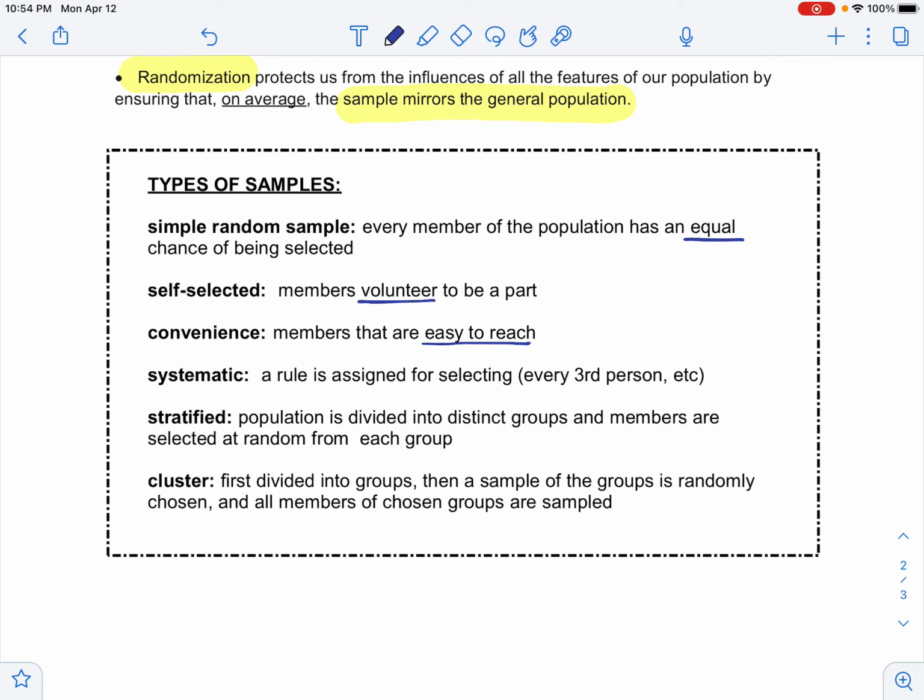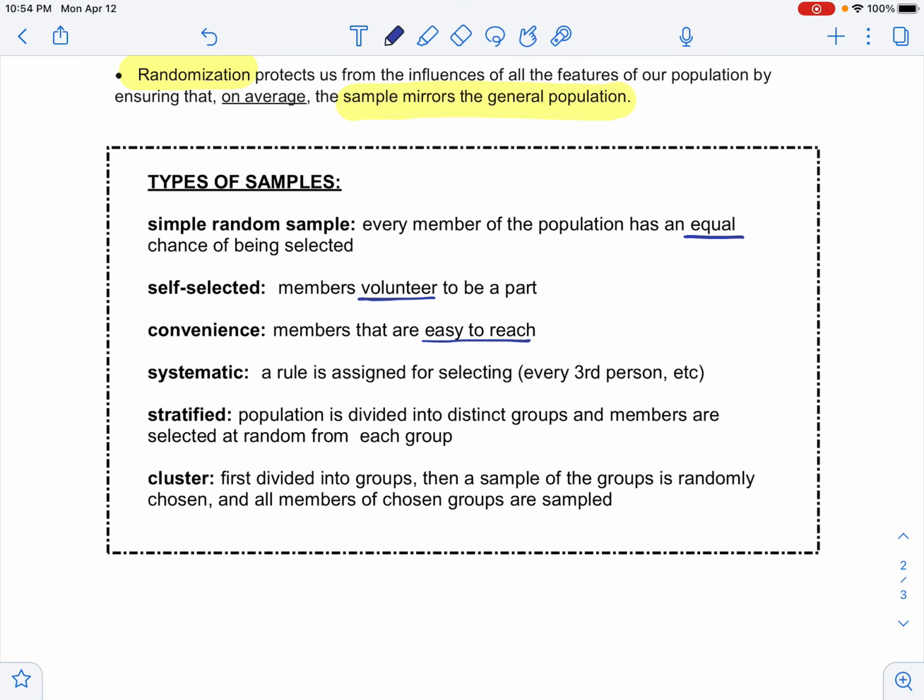Another sample type is systematic. In a systematic sample, a rule is assigned for selecting who you're going to sample. For example, a common rule might be like every third person. That would be your rule.